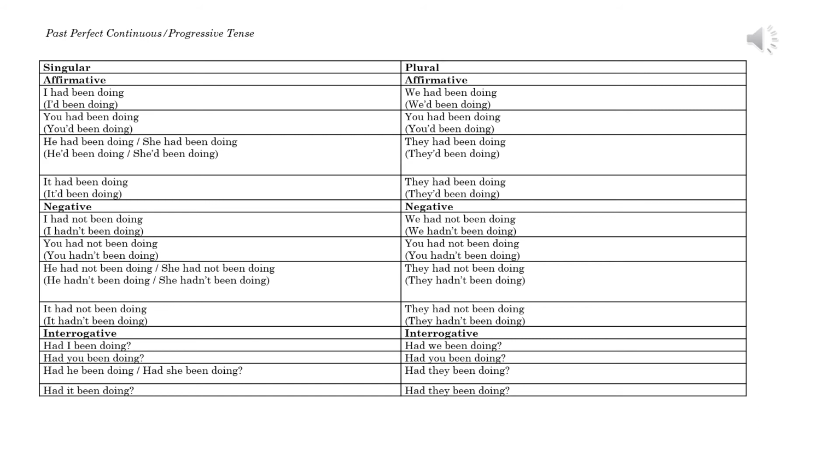Interrogative. Had I been doing? Had you been doing? Had he been doing? Had she been doing? Had it been doing? Had we been doing? Had you been doing? Had they been doing?